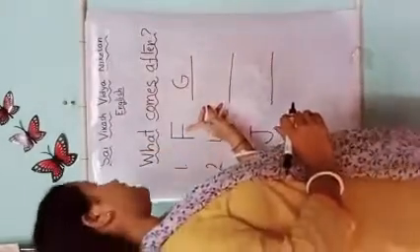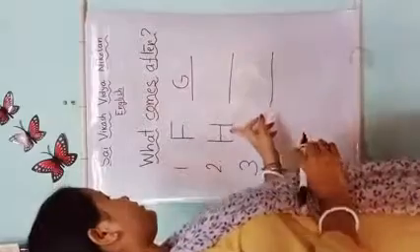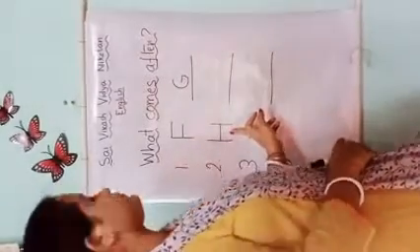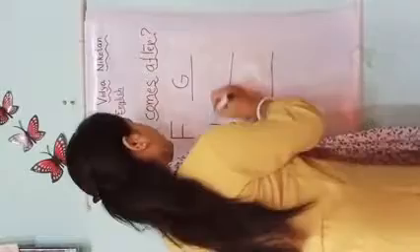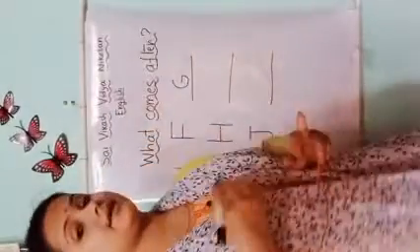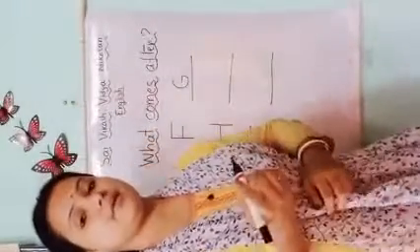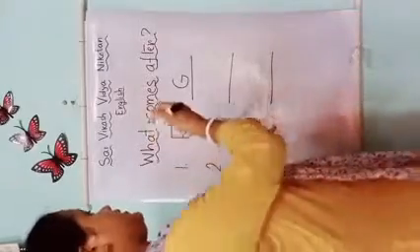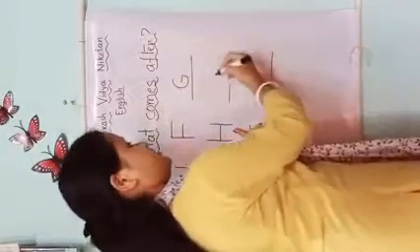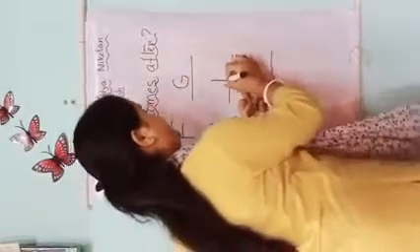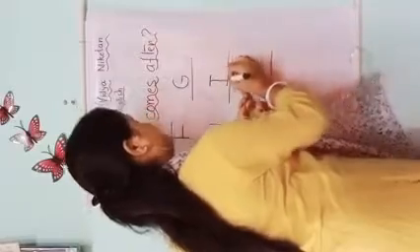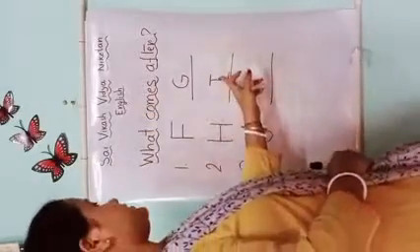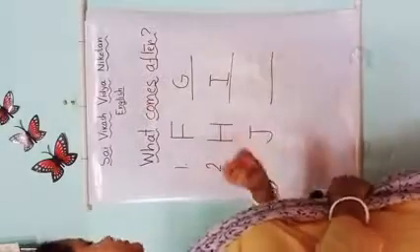Okay? F, G. Then we got the letter. Here we have letter H. Right? So, after H, what letter comes? Recall all the letters from A. A, B, C, D, E, F, G, H, I. Yes. Here we have to put letter I, which comes after letter H. I is a letter which comes after H.